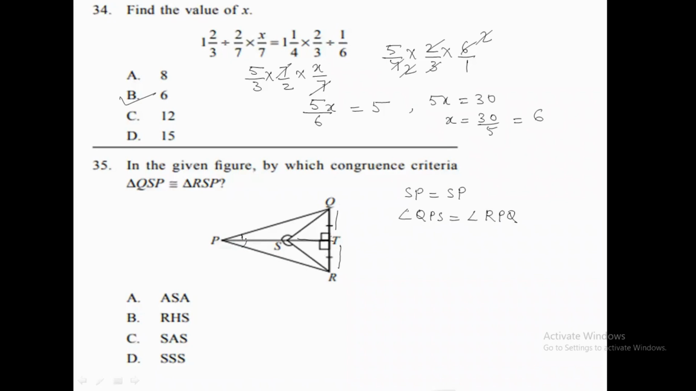Okay, now this angle is equal to this angle, this side is common over there, and as this is bisecting the whole side, what we can say over here is side PQ is equal to PR, because these are the congruent triangles that are given. Okay, so by SAS congruency we can say triangle QSP is congruent to triangle RSP. So that's why option number C is our correct answer.